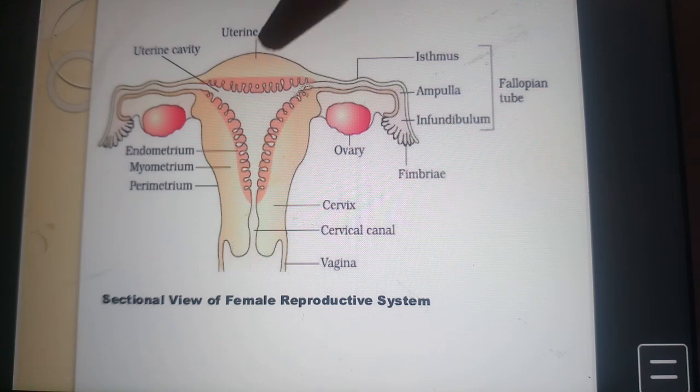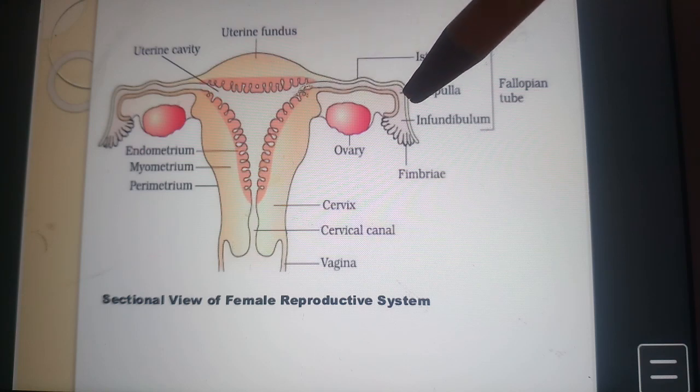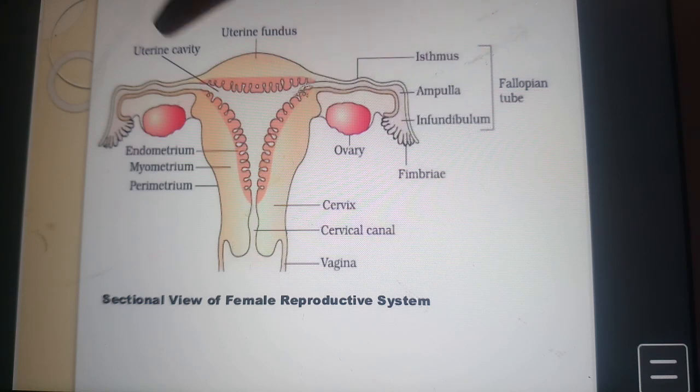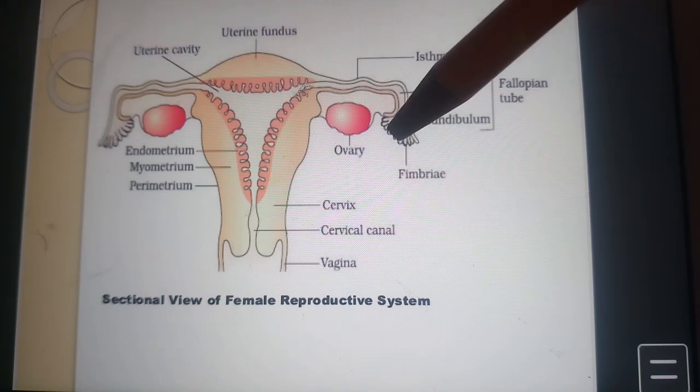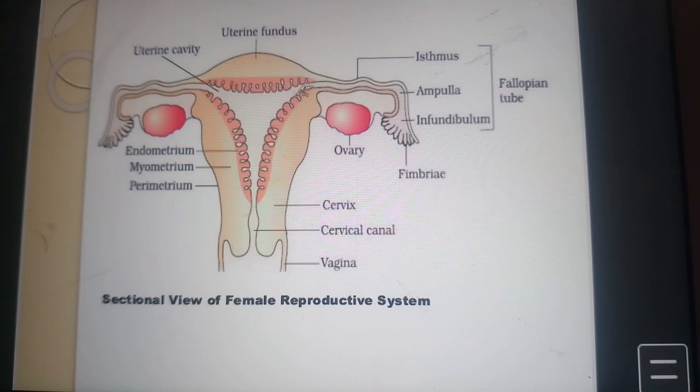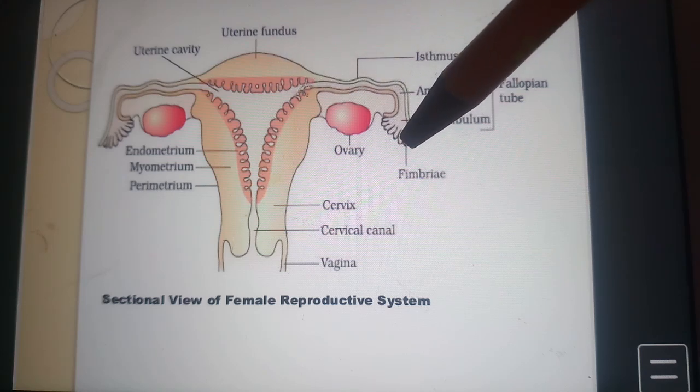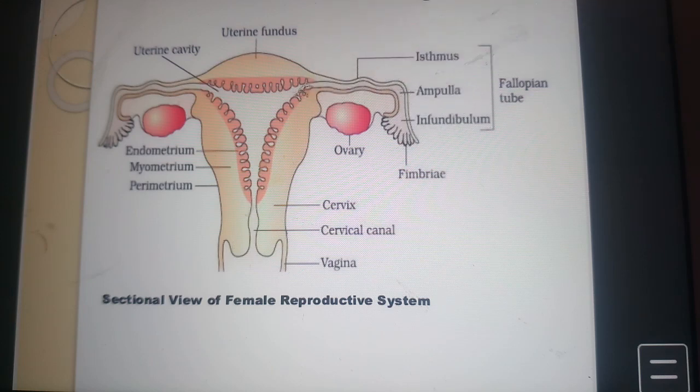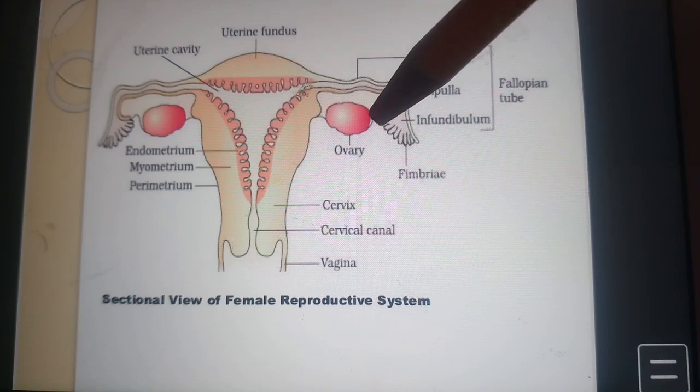Next, above here, is the fallopian tube. Can you see this one? It is called a fallopian tube, the main accessory duct of the female reproductive system. This is the oviduct, also called the fallopian tube. Each fallopian tube is about 10 to 12 centimeters long and extends from the periphery of the ovary to the uterus. Can you see here the part close to the ovary?